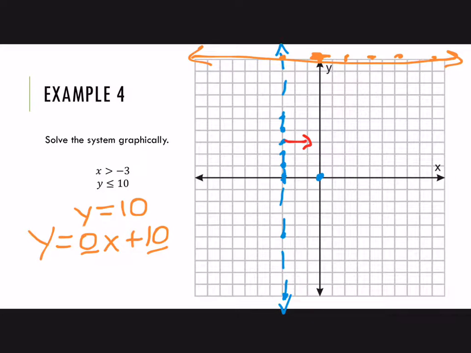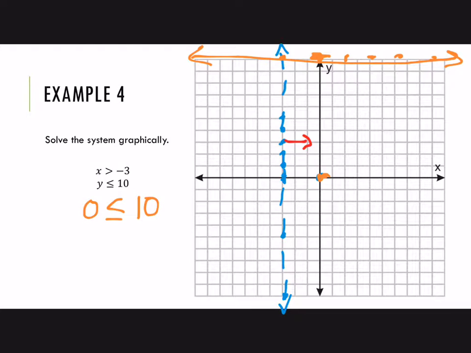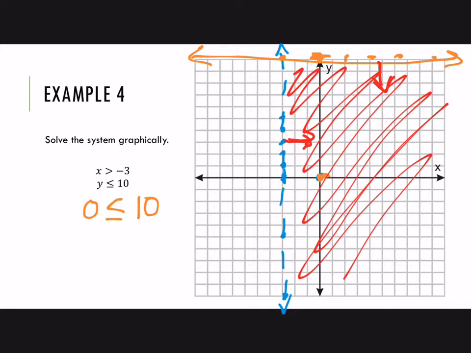This one is less than or equal to 10, so it is a solid line, and then we just need to decide where to shade. So let's use 0, 0 as the test point again. Let's plug that number in. 0 is less than or equal to 10, that is true, so we do need to shade the side of that line that has 0, 0. Then I would compare and just follow these red arrows and shade where they are indicating. They're telling me to stay to the right of the blue line and below the orange line. So the final solution would be all of these points in here.